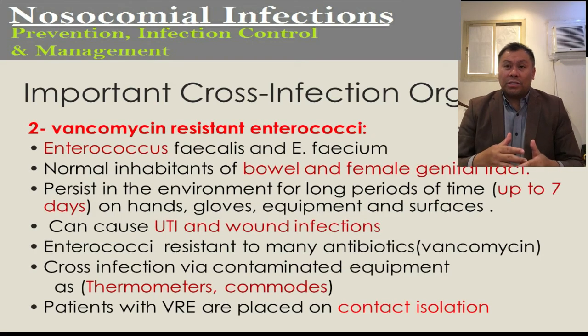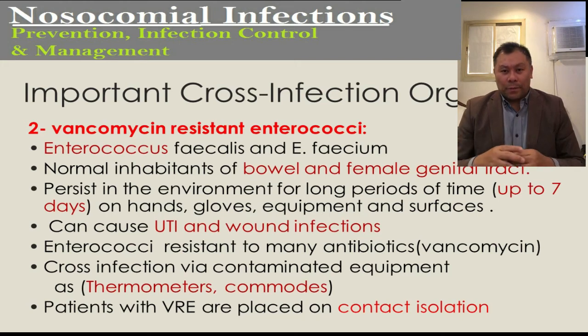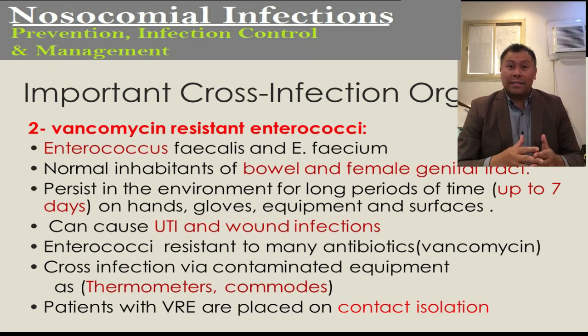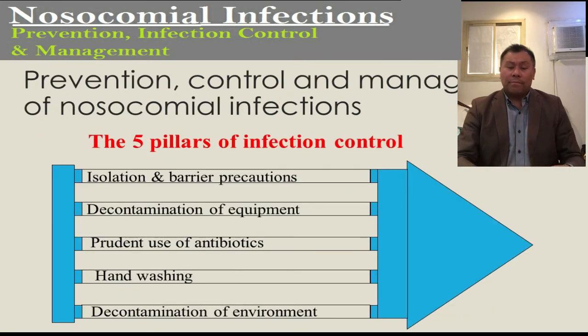The drug of choice for this one is vancomycin. Regarding vancomycin, what are the mechanisms of action? You are going to come up with a drug study on this one. Next, vancomycin-resistant enterococci: Enterococcus faecalis and E. faecium, normal inhabitants of the bowel and female genital tract. They persist in the environment for long periods of time, up to 7 days, on hands, gloves, equipment, and surfaces. This can cause UTI and wound infections.